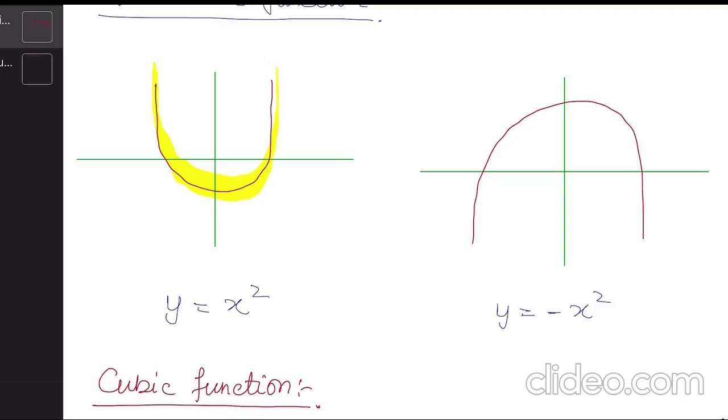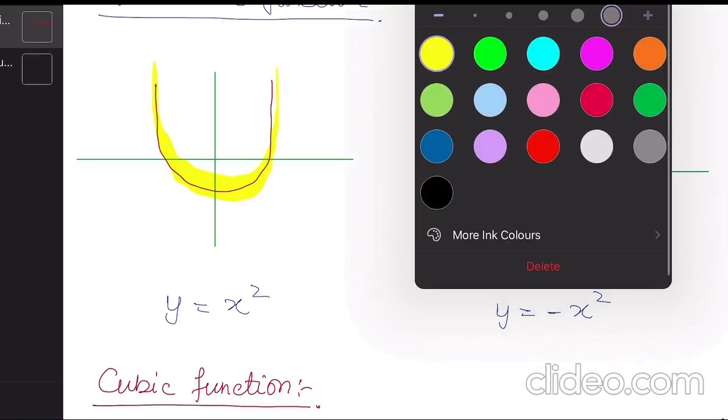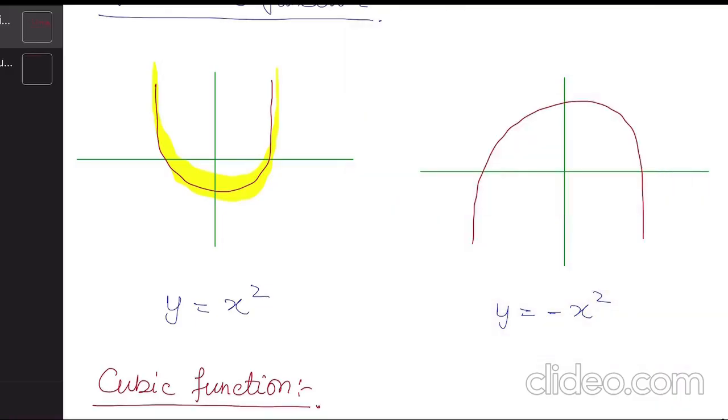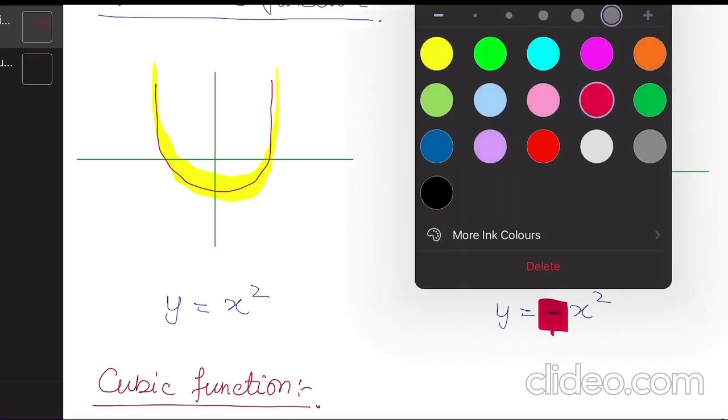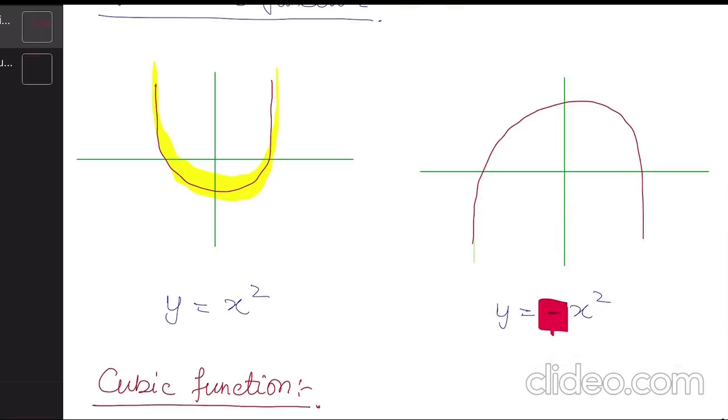opening upward. And similarly, if your graph is in the form of a quadratic function but it's negative, then your graph will be moving downward like this. It will be opening downward.